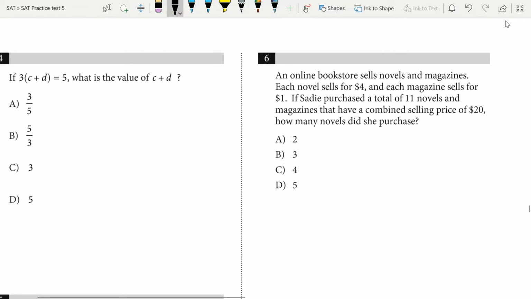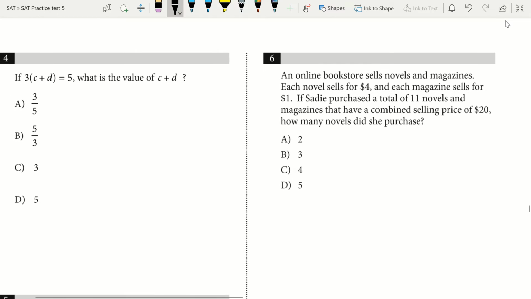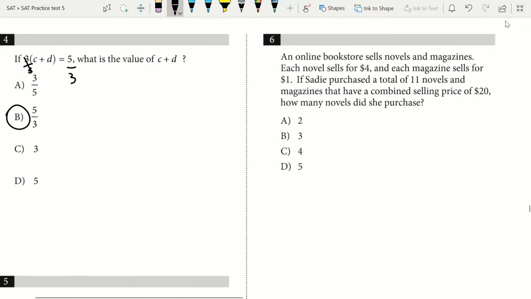All right, question 4. If 3 times c plus d equals 5, what is the value of c plus d? Well, what we can do is divide each side by 3 to isolate c plus d, and we see that c plus d is equal to 5 over 3, so our answer there will be B.